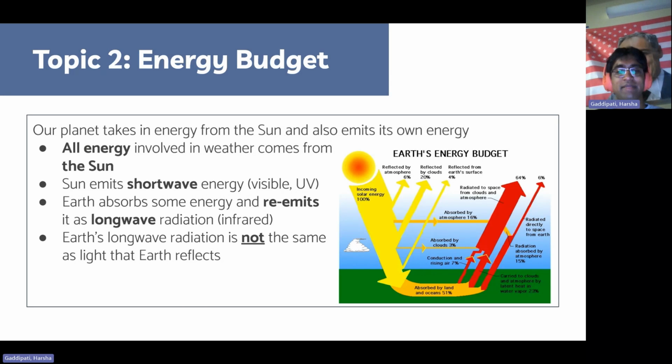The sun does this by emitting shortwave energy, like visible and UV rays, and the Earth absorbs some of this energy and also re-emits it as long-wave radiation called infrared. This long-wave radiation is not the same as light that reflects, but this energy is important because the energy that gets absorbed by the Earth is what's used to power the planet.